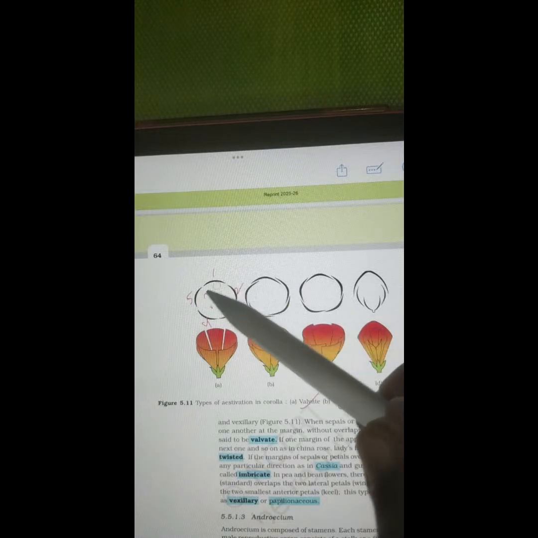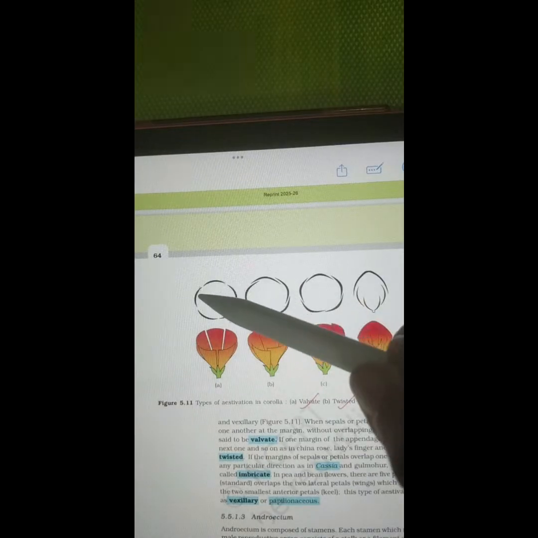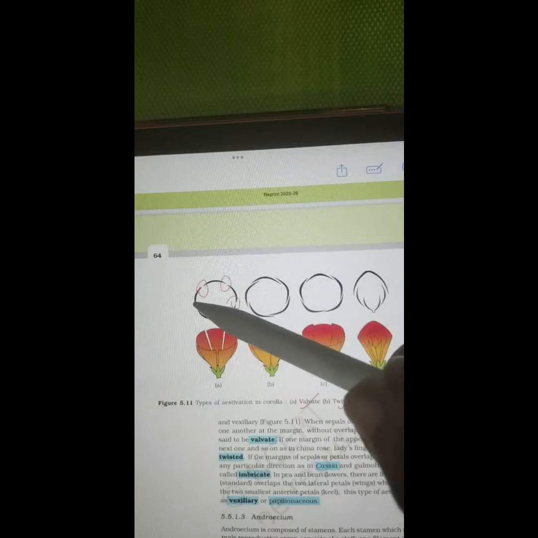Now, see another thing that I want to show you here. Why is it being categorized as valvate? See, the margins of petals are close to each other, but they are not overlapping. At all the 5 instances, you can see that they are close, but they are not touching each other. But see here, the overlapping has been seen, and this is known as the twisted. The first one was valvate.